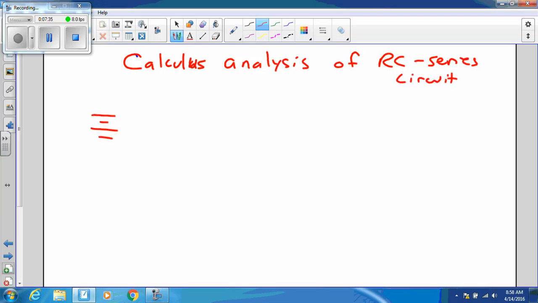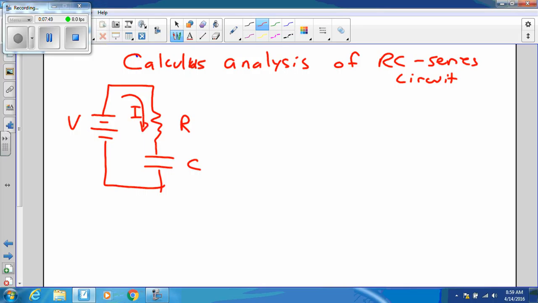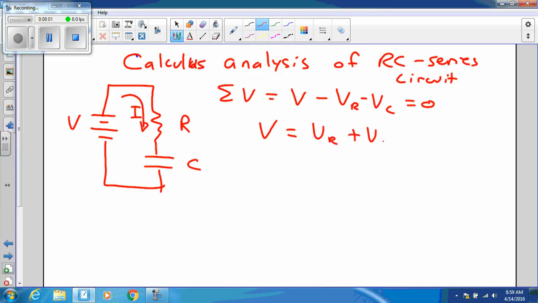And just to be clear, the circuit that I'm talking about is one where we have an R and a C and a V like this. We start with Kirchhoff's law. We have a single current going through this circuit. If I apply Kirchhoff's law to get the sum of voltages equals 0, then I have V minus VR minus VC equals 0. Or in other words, at all times, VR plus VC add up to the whole power supply.